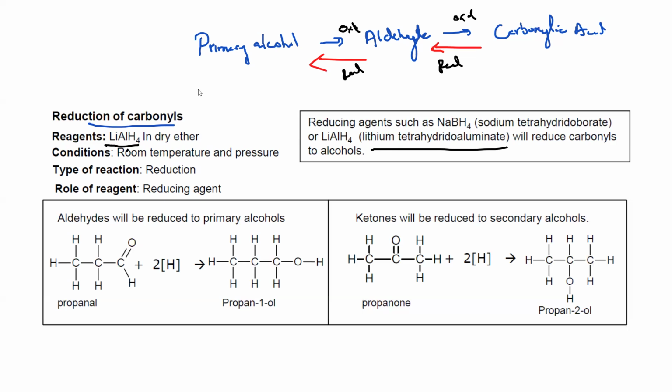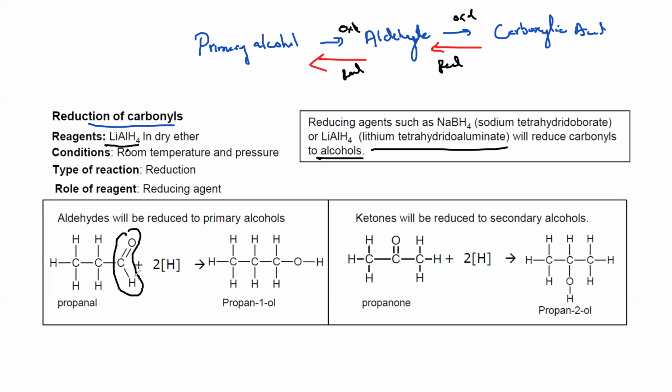So we use a reducing agent such as lithium tetrahydridoaluminate, or we can also use sodium tetrahydridoborate, which will reduce the carbonyl group into alcohols. If it's an aldehyde, like this, the aldehyde will be reduced to primary alcohol. Reduction means addition of hydrogen or removal of oxygen. So in this case, what will happen?